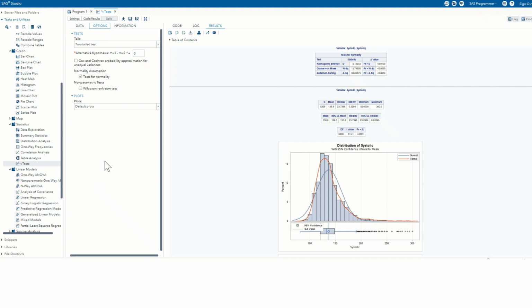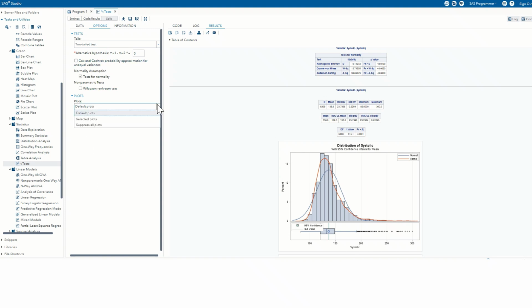Under the options tab, I'm just going to keep the alternative hypothesis. There is the mu 1 minus mu 2, that is the mean systolic blood pressure of males versus the mean systolic blood pressure of females, is not equal to 0. So the difference is not 0. That's our alternative hypothesis.